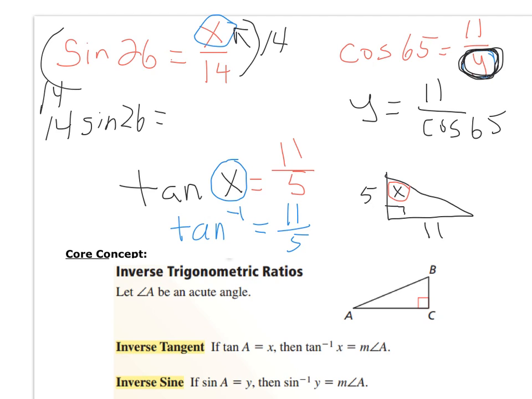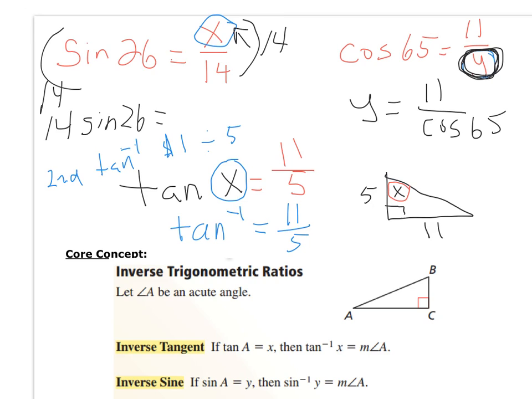Okay, so I'll talk you through this slowly. What I'm going to do is I need to do the inverse. So for you guys, you're going to have to use the shift key or the second key. You're going to have to push second, then you're going to push tangent. If you'll see right above the tangent button, there's a tan negative 1 right above it. So when you push that shift key or that second key, when you push tangent, it's not going to be tangent, it's going to be the negative inverse of tangent. And then you're going to go 11 divided by 5.